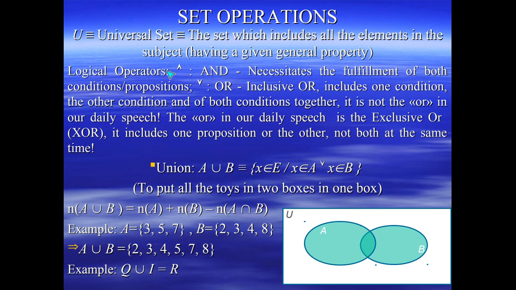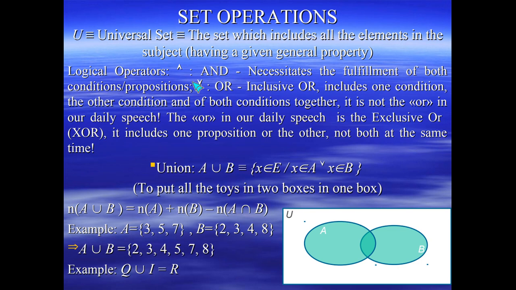They are from formal logic, symbolic logic. This inverse V is called AND. This is the AND we use in our everyday language as well. And it is a logical and even electronic operator. In electronics, they are very much used, and also in other places as well. So it necessitates the fulfillment of both conditions or propositions. AND means the first condition and the second condition. If there is a third one, all these conditions should be fulfilled together at the same time. Otherwise, AND is not true. All these propositions should be true at the same time. Otherwise, it is false. You should have all the conditions fulfilled together. Then AND is true.